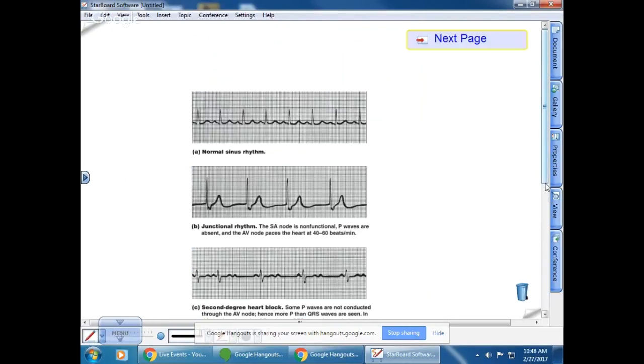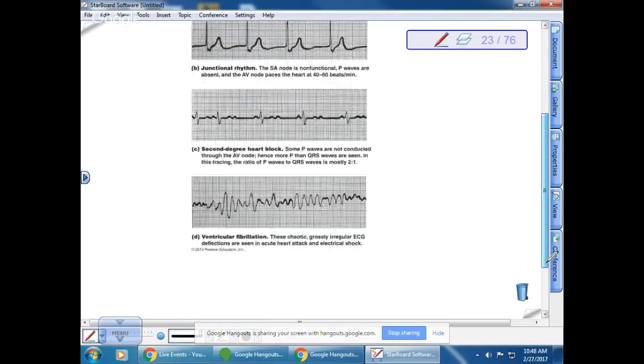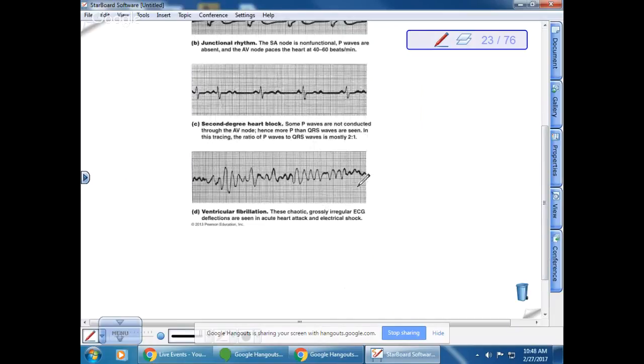Okay. So in your book, they show different tracings and talk about what some of these tracings mean. The normal sinus rhythm with the P, QRS, and T waves. And then when you look down here, this would be ventricular fibrillation. Acute heart attack, electrical shock. It says right there. So if you have a heart attack, or if you're shocked, maybe.